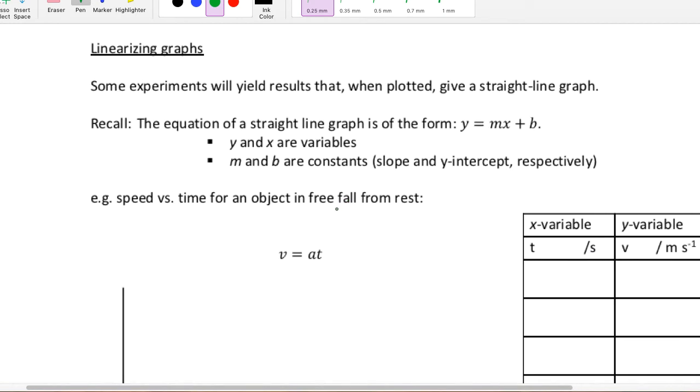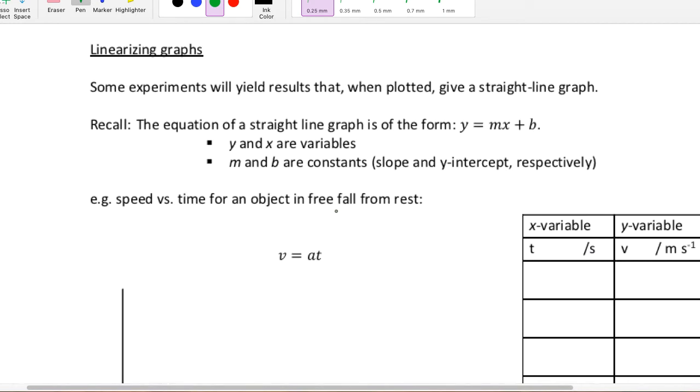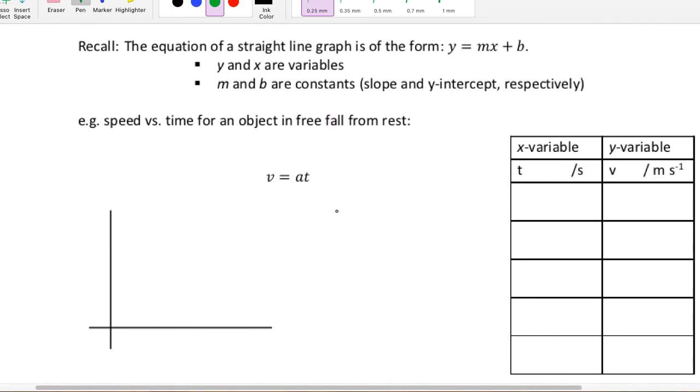Okay, carrying on, that's an example of a linear graph, and we're going to use that here to explore a little bit further. So let's say that we actually did an experiment, and we started from time of 0, and we had a speed of 0, and then after 1, 2, 3, and 4 seconds, we had speeds of 10, 20, 30, and 40 meters per second. So we could create our graph, and we would get this equation from it.